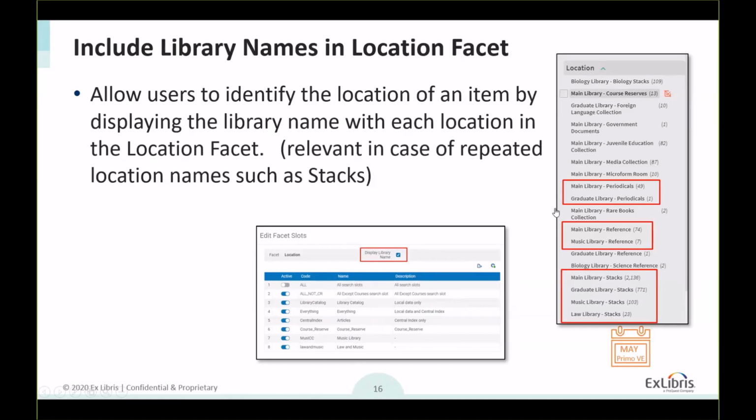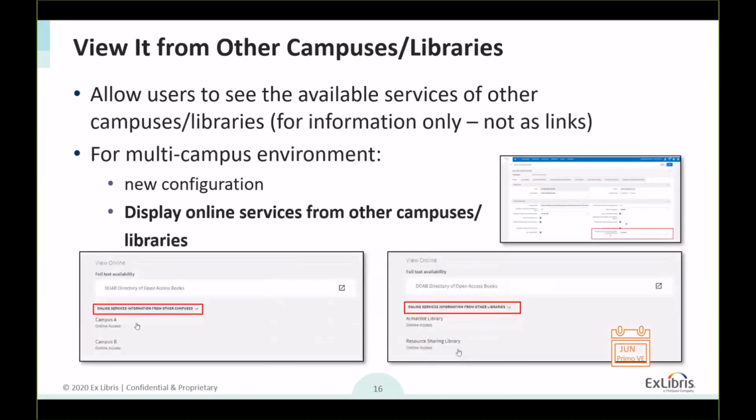The next item that I wanted to share is view it from other campuses and other libraries. Previously, in the previous quarter, we released view it from other institutions, with the ability to see the coverage of online services coming from institutions that are nearby. This was released for consortia. Now, for multi-campus environments, we are enhancing this. We are adding the capability to view it from other campuses or other libraries.